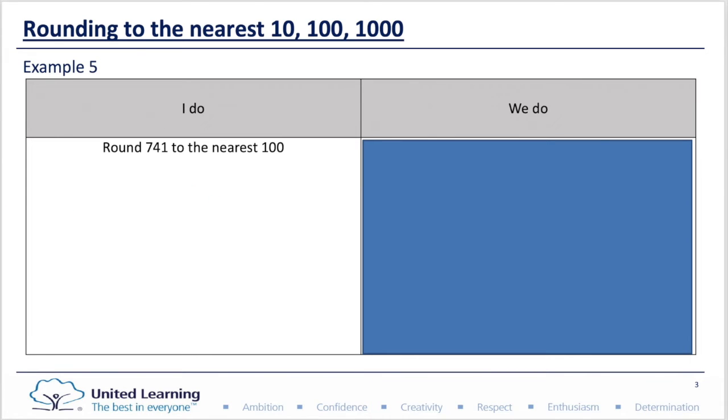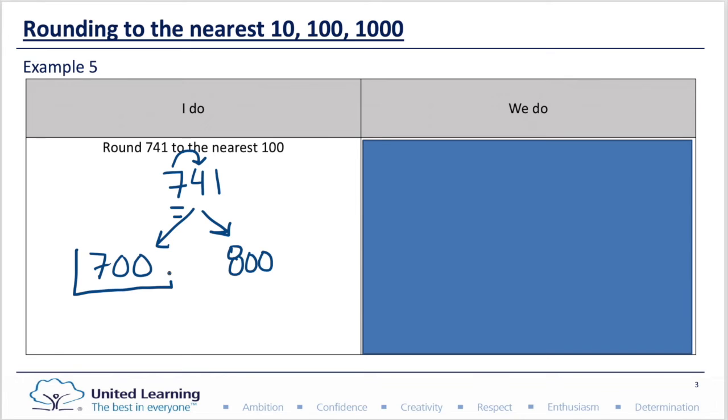All right, next one. Round 741 to the nearest hundreds place. So first thing we do, again, we identify where the hundreds place is. That would be here. So the two numbers this could round to are 700 or 800 to the nearest 100. The second thing we do, again, we take a look at the place value adjacent to it. The smaller one, in this case, is a 4. So this would round down. So to the nearest 100, this would round to 700.